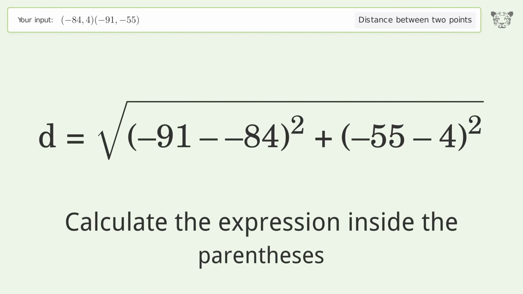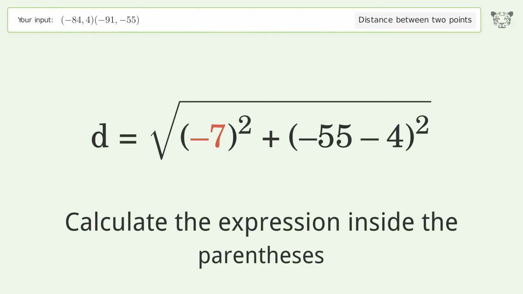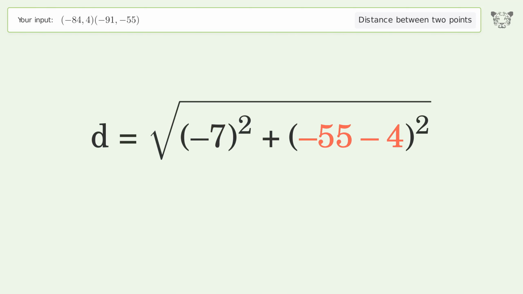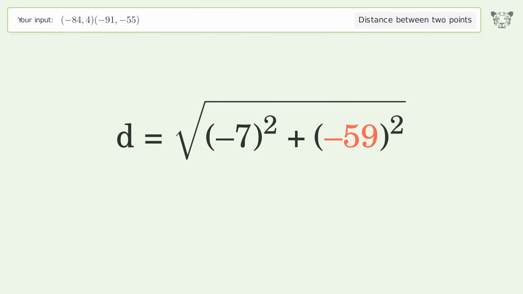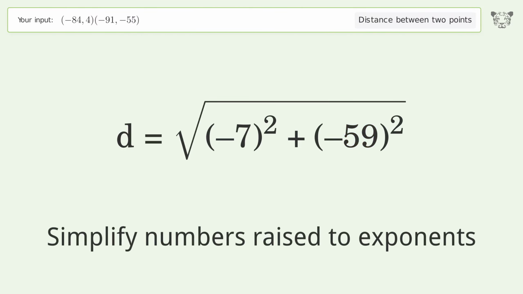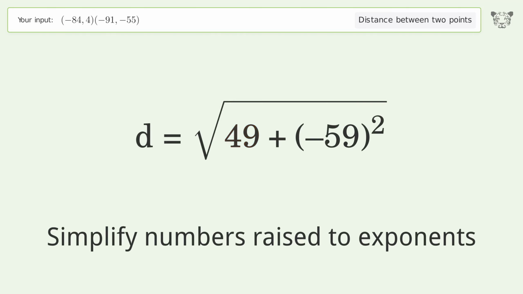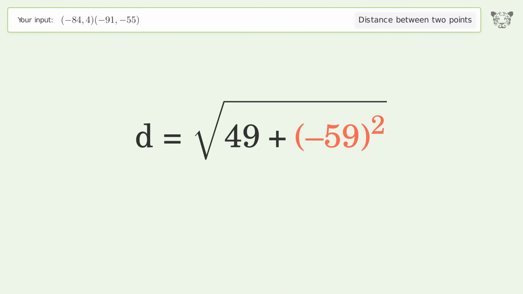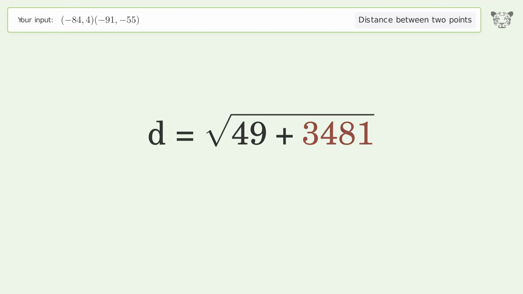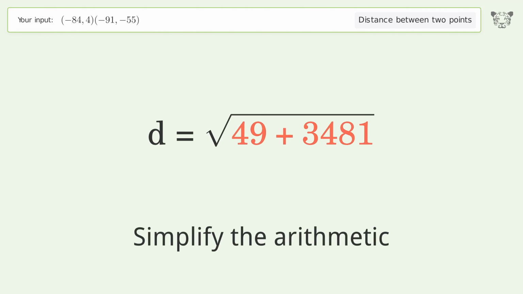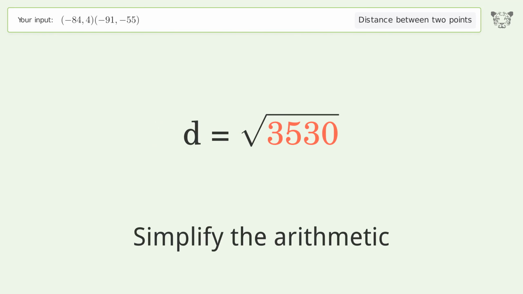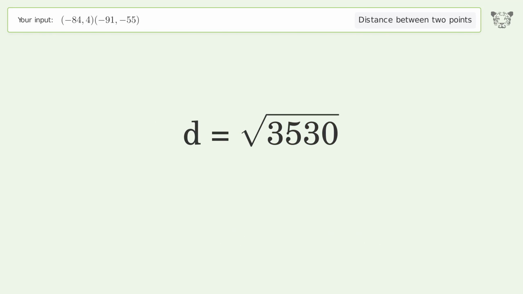Calculate the expression inside the parentheses. Simplify numbers raised to exponents. Simplify the arithmetic. And so the distance between the 2 points is the square root of 3,530, or 59.414.